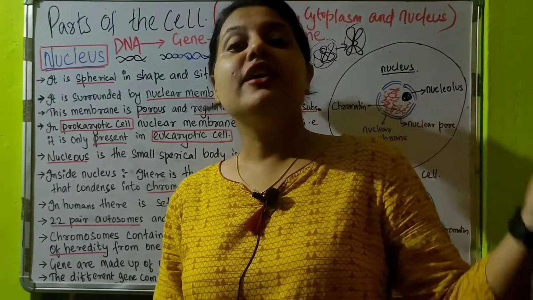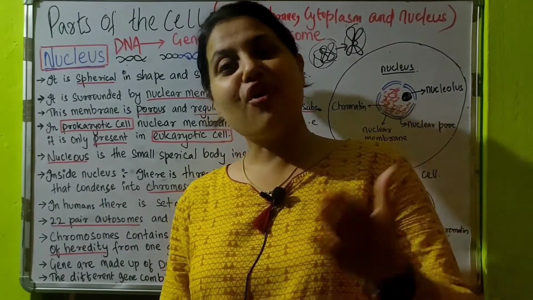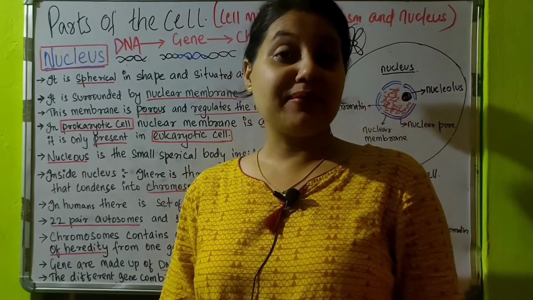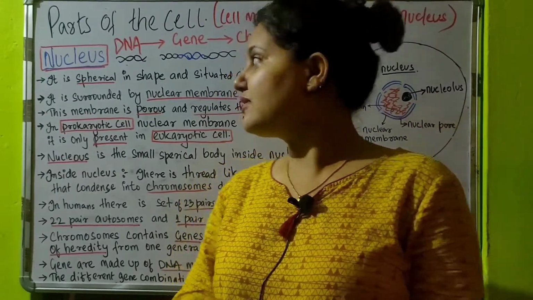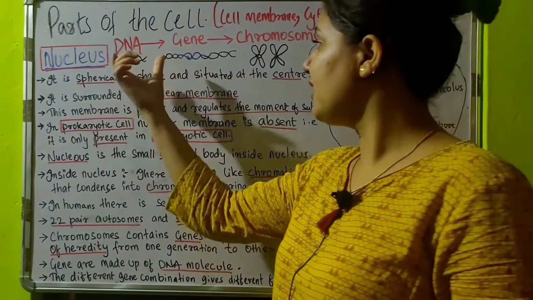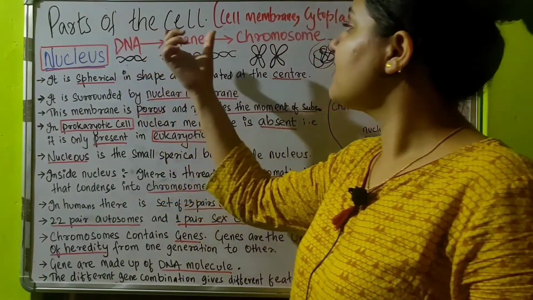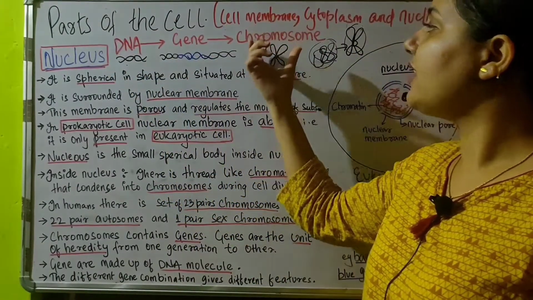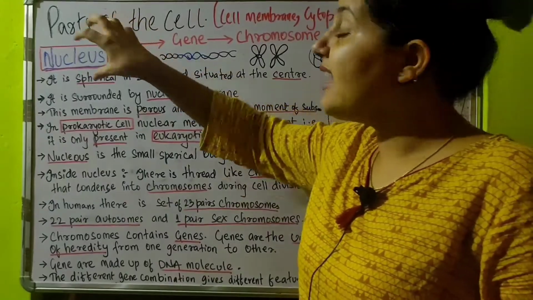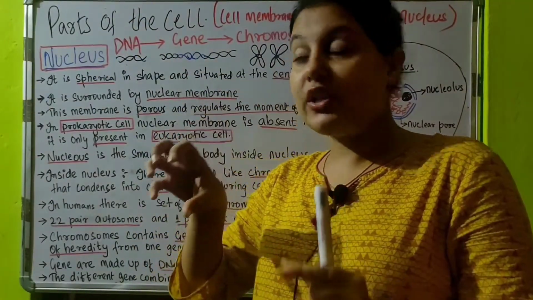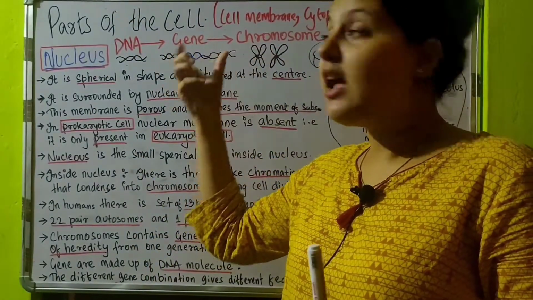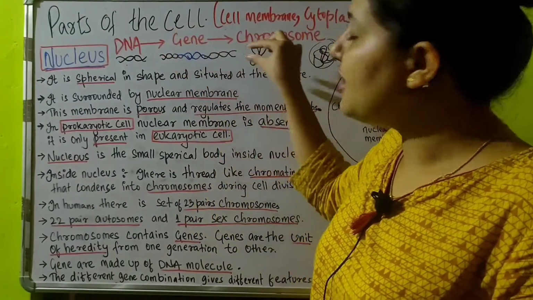They carry the information from parents to offspring, and they are made up of DNA. Again, you see I have made the hierarchy here. The DNA gives us gene, and from the gene we get a chromosome. That means DNA is a molecule which joins and forms a gene, and these contain the information.